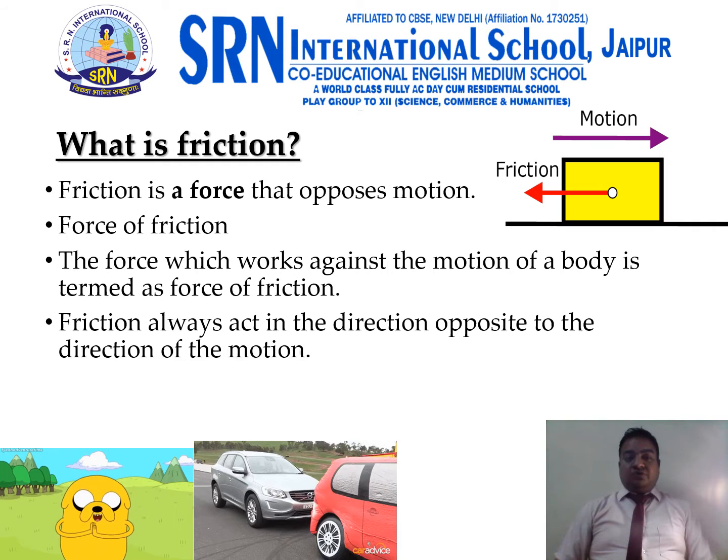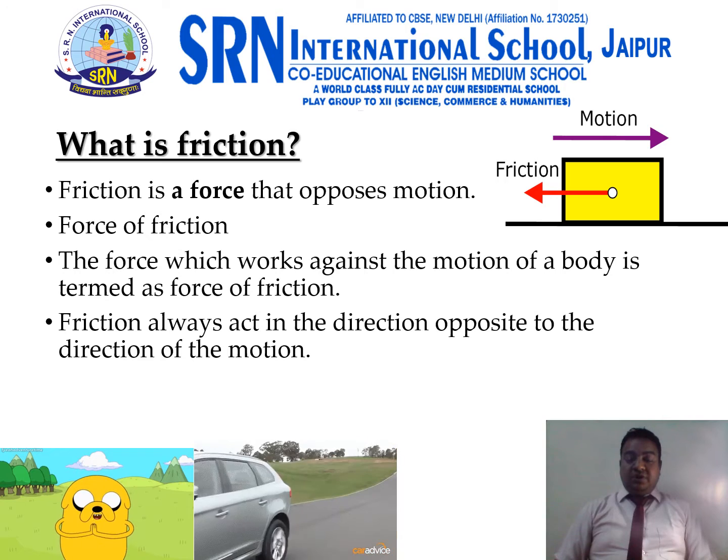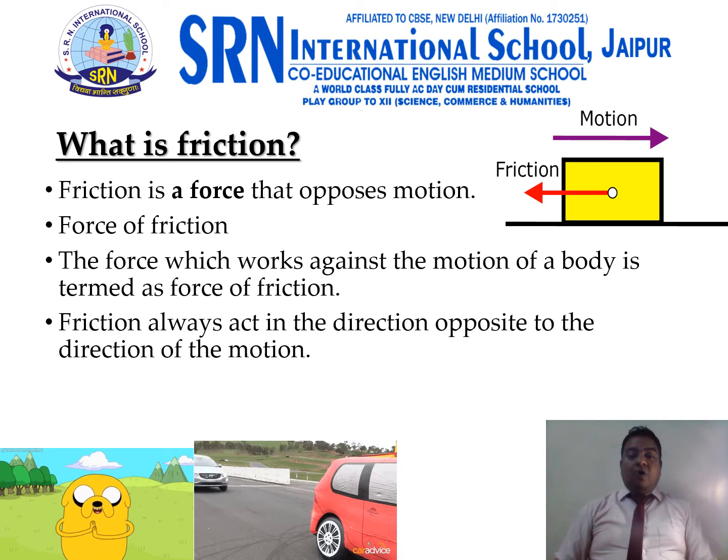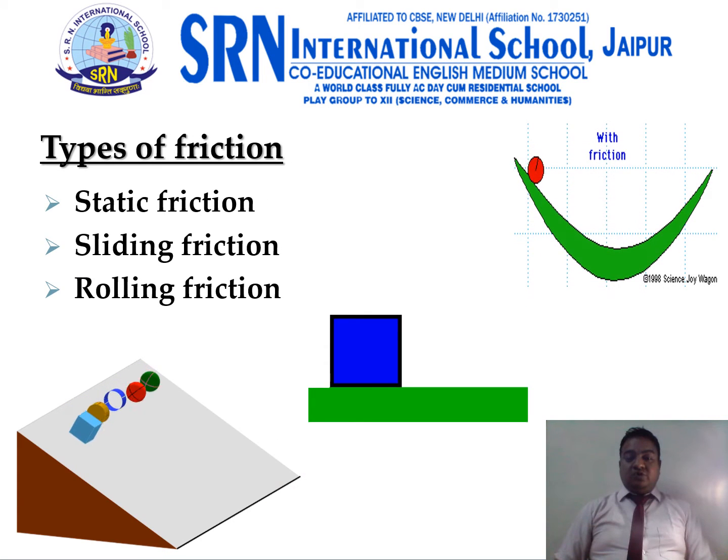The force which works against the motion of a body is termed as the force of friction. Friction always acts in the direction opposite to the direction of the motion and tries to stop or decelerate the body. Now let us study the types of friction.